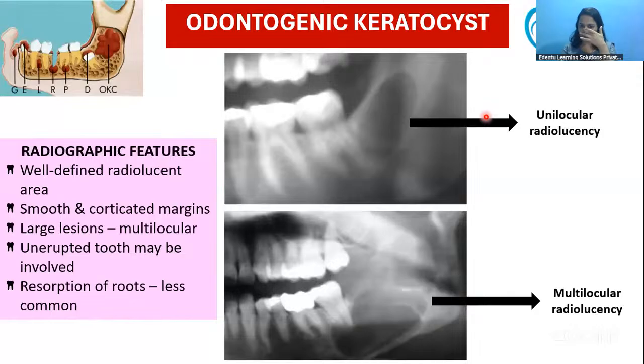Now coming to radiographic features, it can show a well-defined radiolucent area that may be unilocular like this, or it can be multilocular like this. The margins will usually be smooth and corticated. Large lesions can be multilocular, and sometimes it can be associated with an unerupted tooth. And resorption of the root is comparatively less. You can see here, the root resorption is comparatively less when compared to the dentigerous cyst.